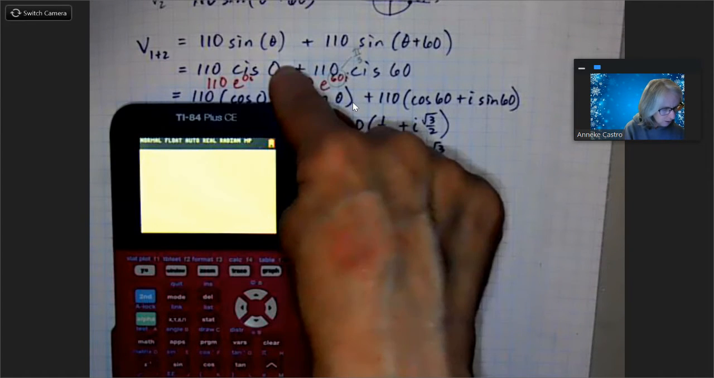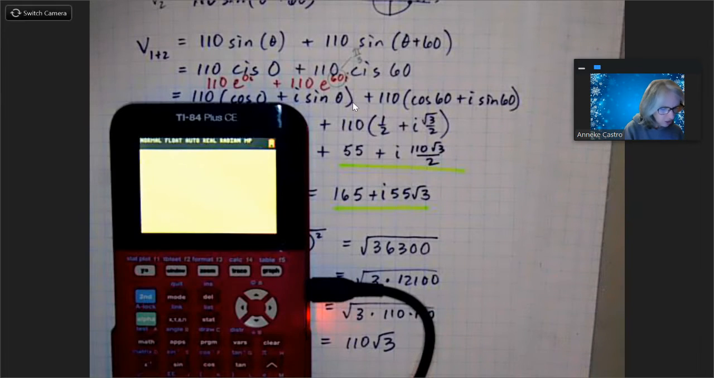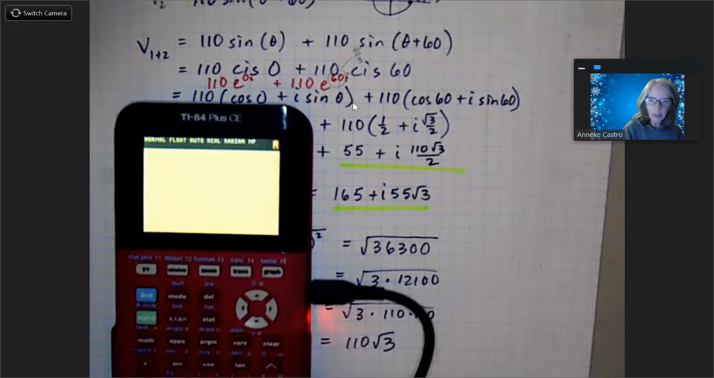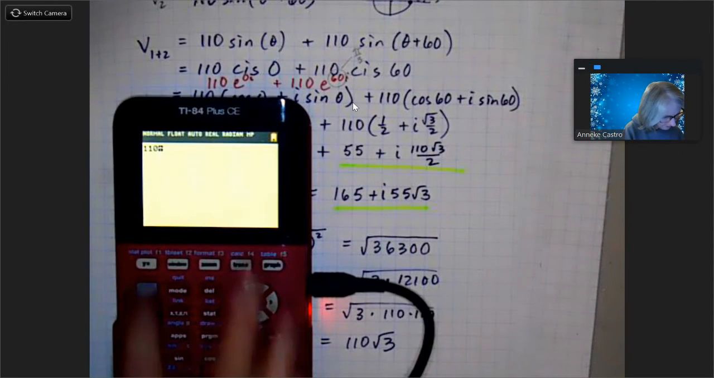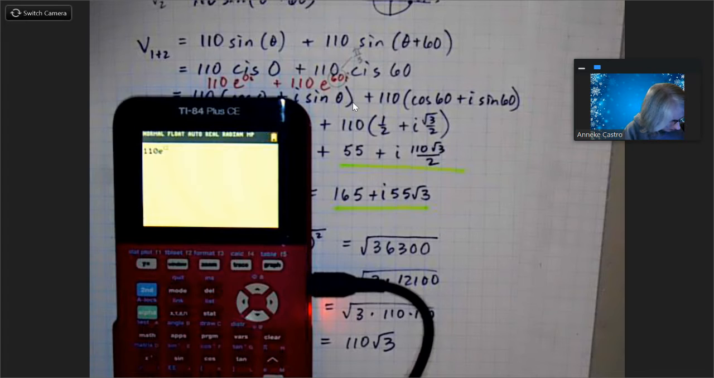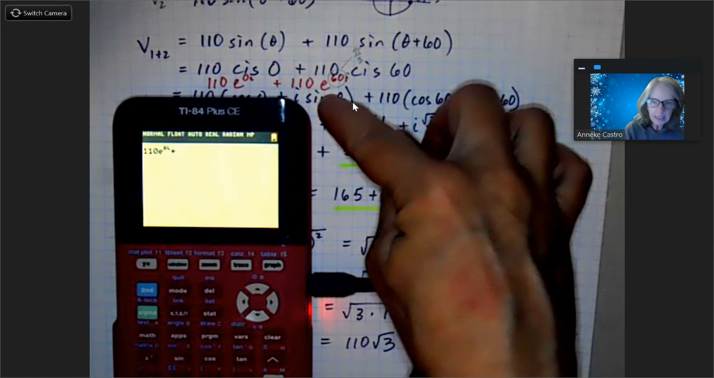Now to put this into my calculator, I'm going to change it to Euler form. So 110 phasor 0 is going to become 110 e to the 0i, plus the other one, which is 110.